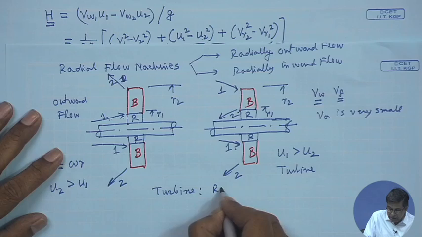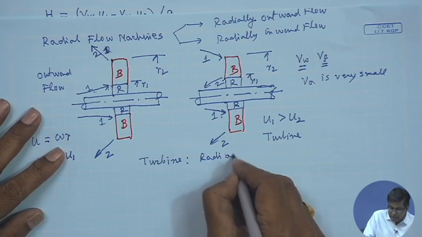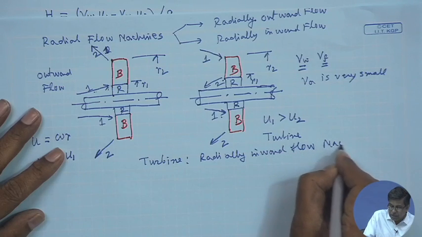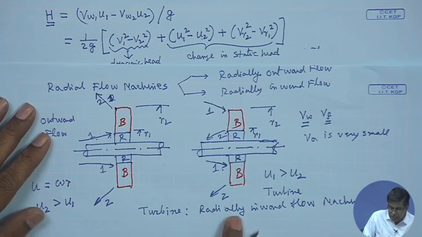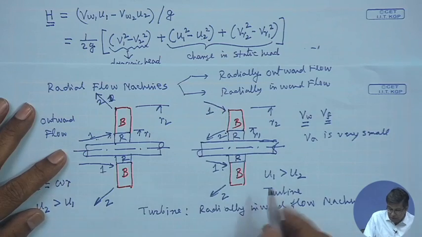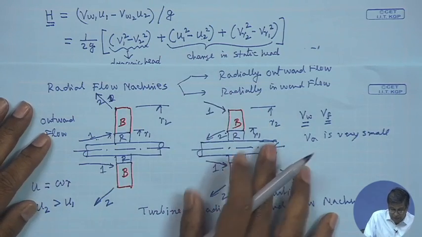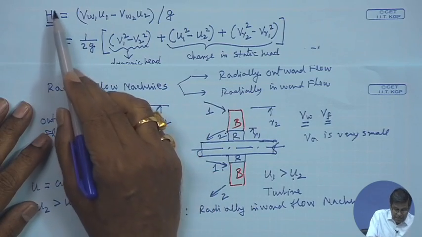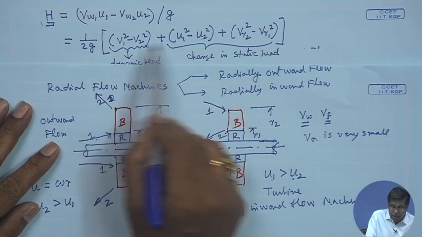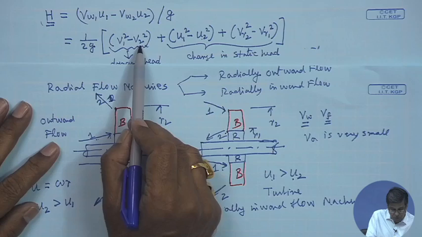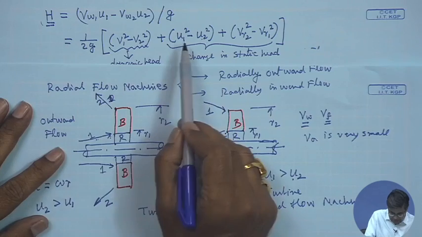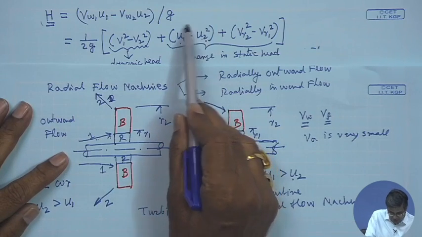That means, for a turbine, the machine should be a radially inward flow machine. Why? Because in radially inward flow, the inlet U1 will be more than the outlet U2, that is, U1 is greater than U2. So, this will be positive. But in case of a pump or compressor, this is the head given to the fluid. So, all these terms will be negative. V1 is less than V2, so this is negative. Similarly, for a pump or compressor, U1 and U2 should be such that this contribution is negative.